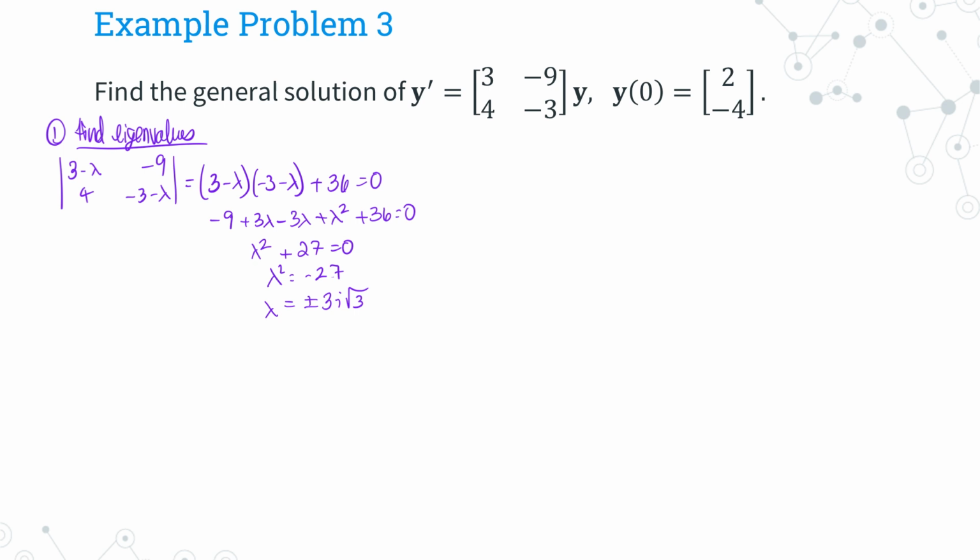So step 2, we got to find our associated eigenvector. All right, then we've got 3 minus 3i root 3 and 4. And then we've got -9, -3 minus the 3i root 3, which is actually a little bit simpler than it looks because we don't really even need the parentheses, and 0, 0.